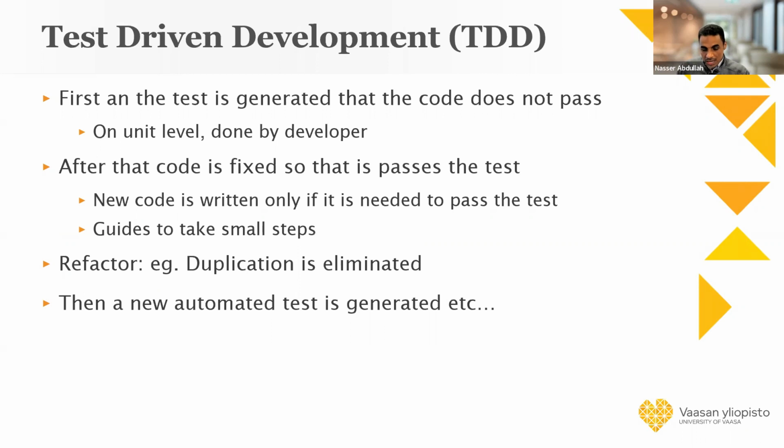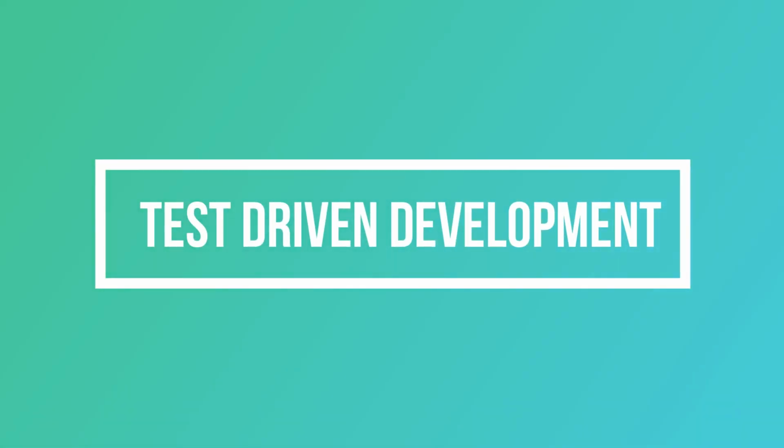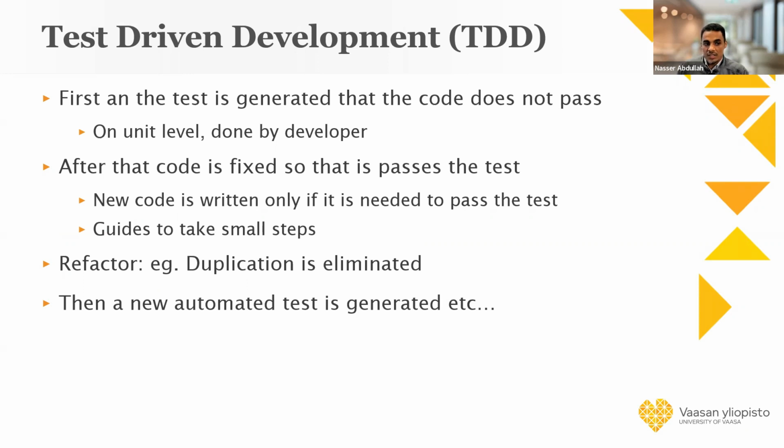Okay, guys, this is another example, but it is similar. We have here another model, which is test-driven development, TDD. We have an exercise about this one. First, the test is generated and the code doesn't pass. In the next slide, I will show you what it means that it doesn't pass.